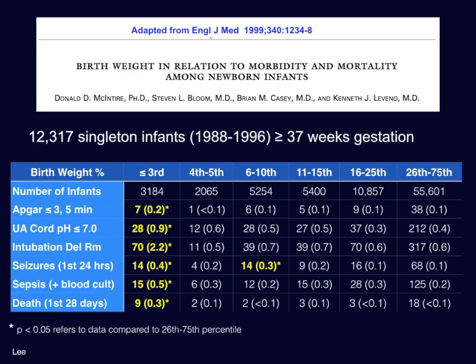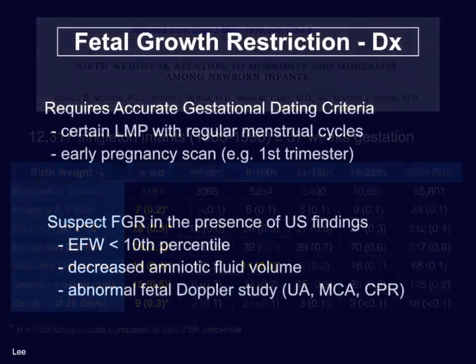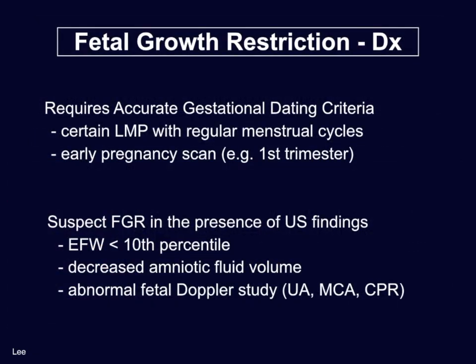Although the 10th percentile is often used as a cutoff, there is some evidence from a review of 12,317 singleton pregnancies at Parkland Hospital that infant mortality and morbidity are increased among term infants whose birth weight is less than or equal to the 3rd percentile for gestational age. Nonetheless, the diagnosis of FGR requires accurate dating criteria and should be suspected with EFW less than the 10th percentile, particularly in the presence of decreased amniotic fluid volume or Doppler abnormalities.